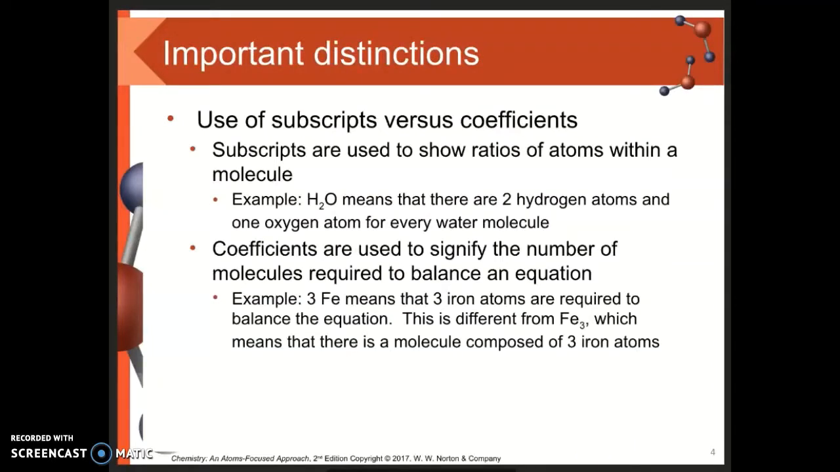Now, some important things to recognize. One of the most common mistakes that students make is that when they get stuck, they improvise. And one of the ways that they improvise is by changing subscripts of compounds to get equations to balance themselves. And that's a problem because that's not how it's supposed to be. When we change the subscripts, we actually change the identity of the compounds themselves. So when I say that something is H2O, that means that there are 2 hydrogen atoms and 1 oxygen atom for every molecule. If I change that, say H2O2, I'm no longer talking about water. I'm talking about something called hydrogen peroxide.